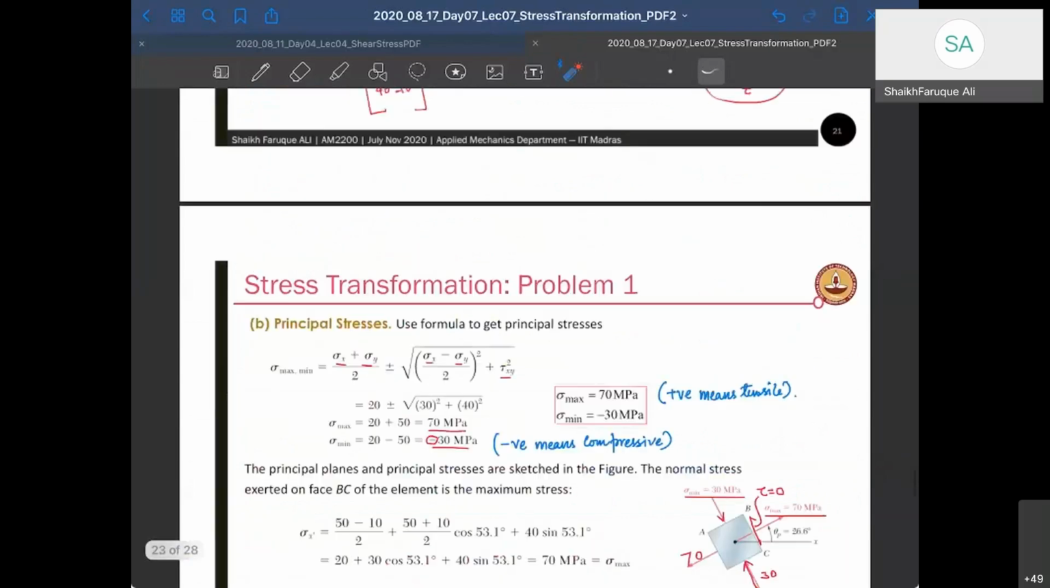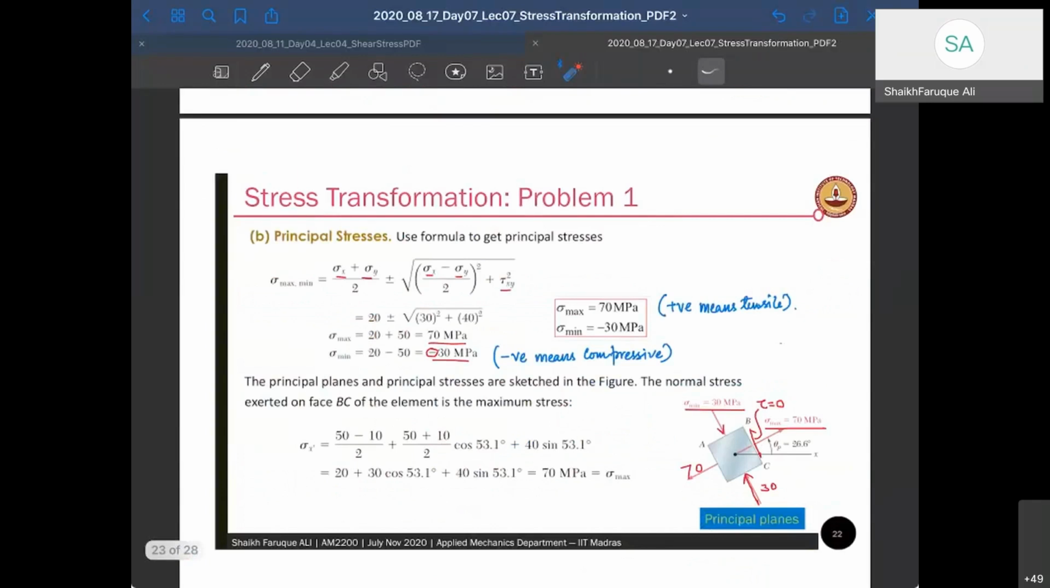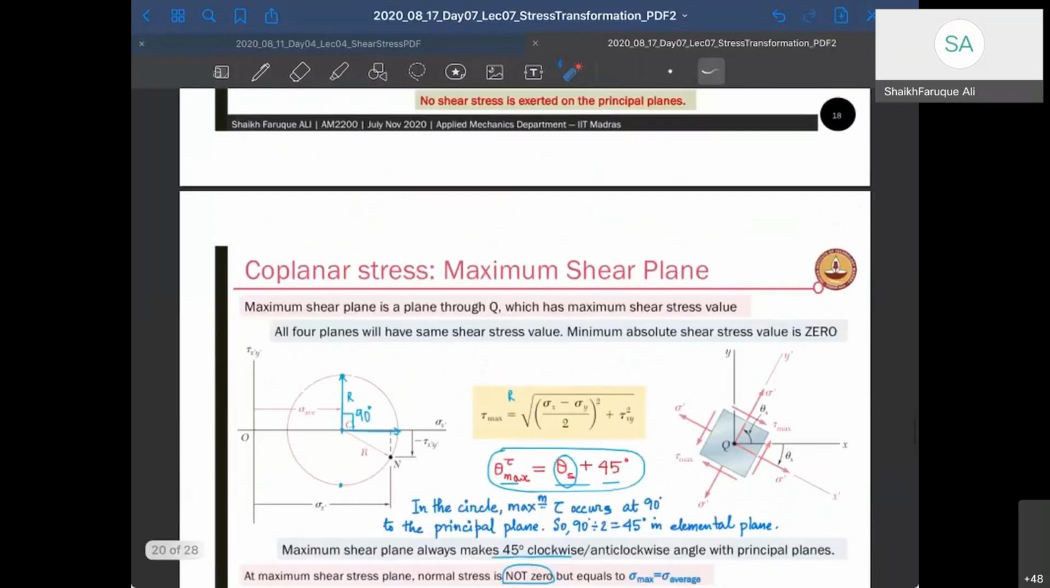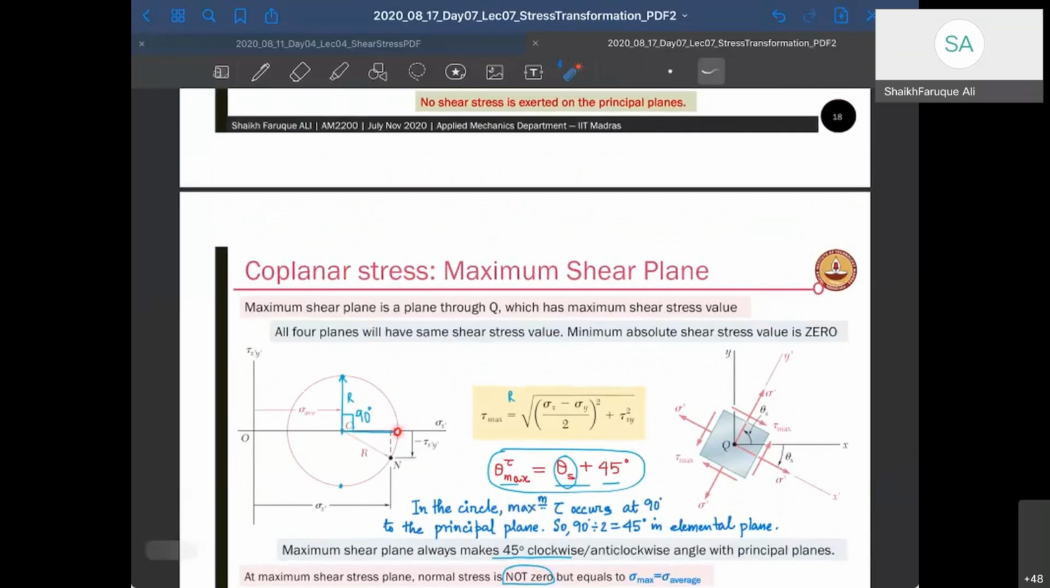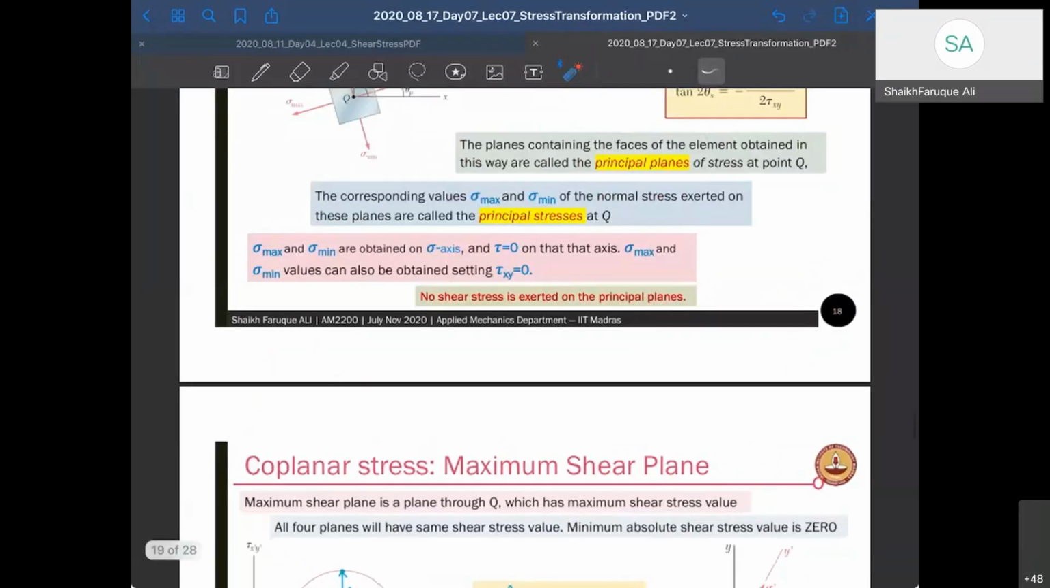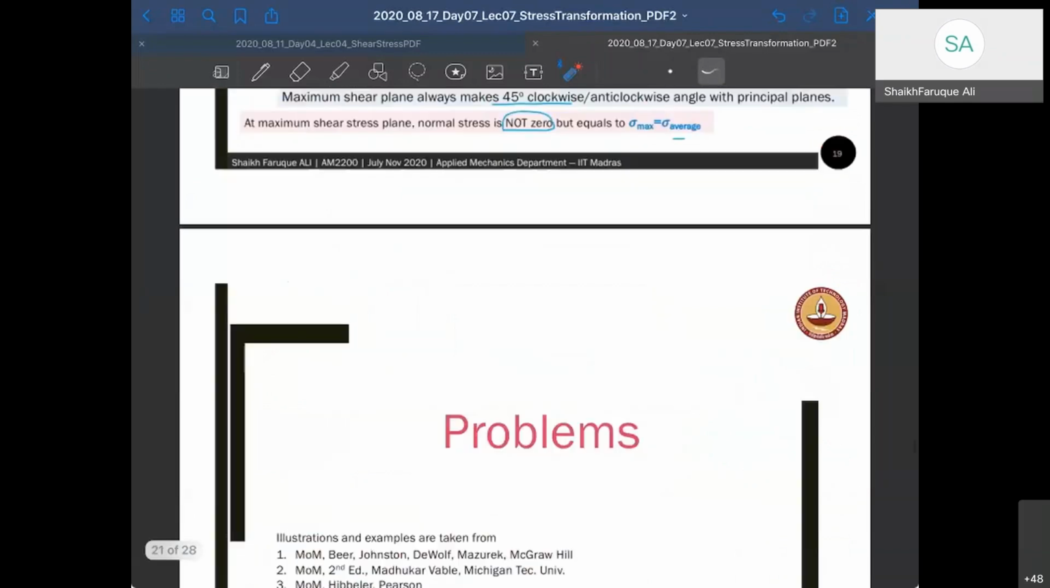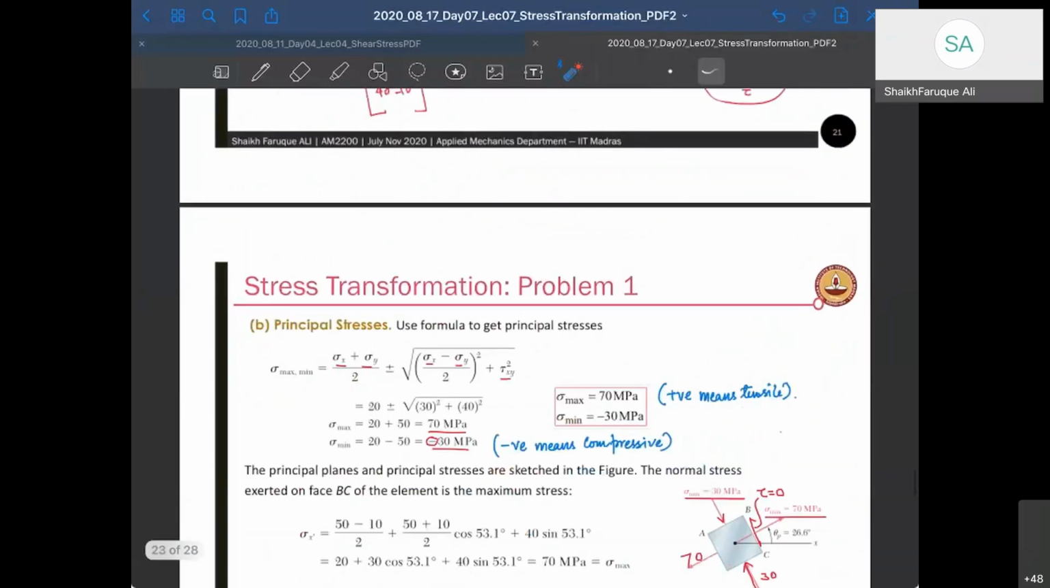And along the principal planes, what will be the shear stress? Can anybody answer? What would be the shear stress on the principal planes? Let us look at the principal plane stresses. What is the shear stress value at these planes? 0, yes sir. It will always be 0 for a principal plane. The shear stresses will be 0, so shear stress is 0.